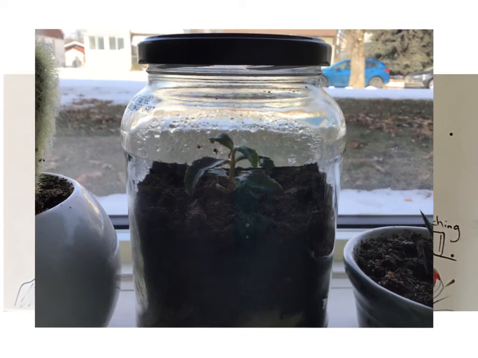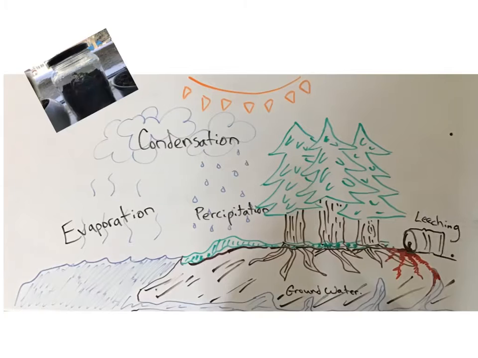However, those droplets on the walls are kind of like the clouds forming, and once they get heavy enough, the water gets collected there and slides back down to the soil, just like precipitation would. So it's like precipitation.